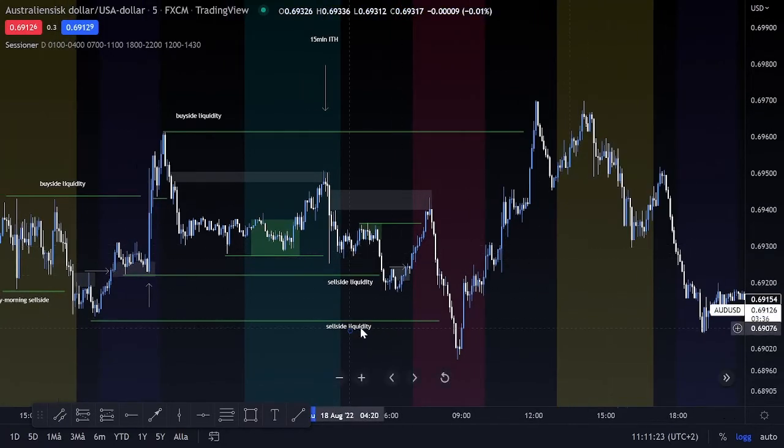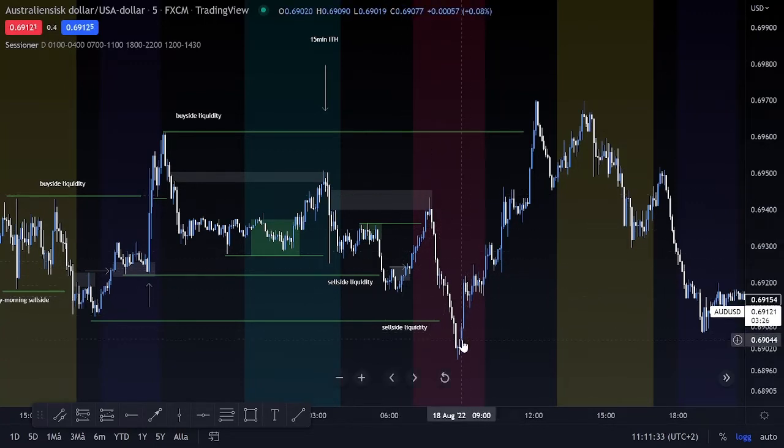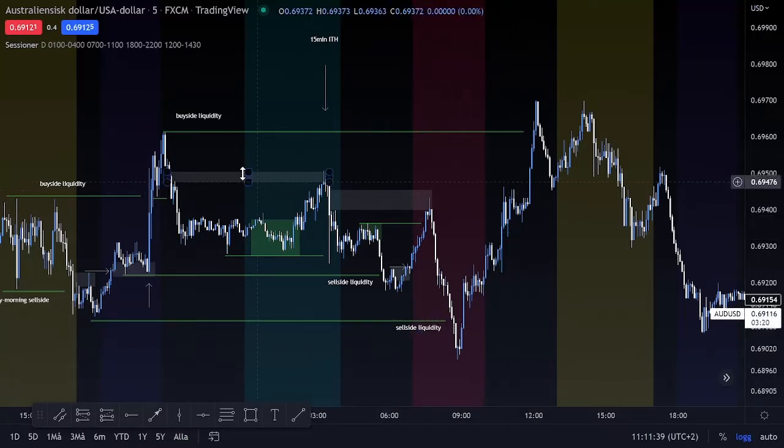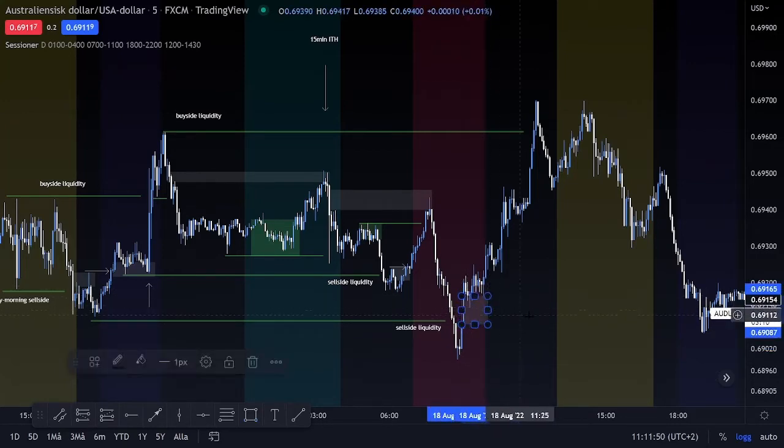So what happens here now? We obviously have the sell side liquidity, which is the previous day's low here. We started a new day here, so we're down low, sells off from here. We're taking out sell side liquidity and get a reaction. What does price create? Fair value gap.